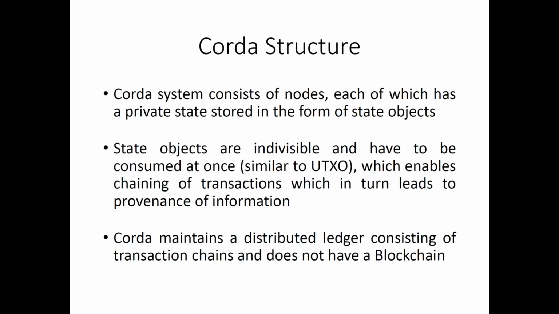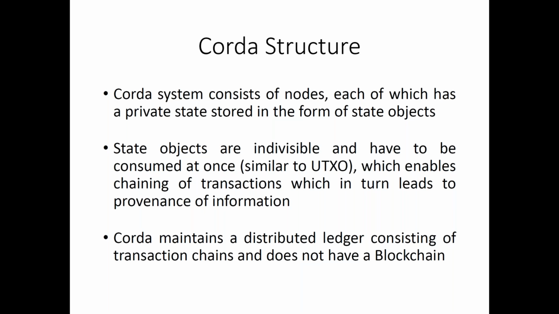Right, next we will move on to the Corda system. What is the structure of a Corda system? A Corda system consists of nodes, each of which has a private state stored in the form of state objects. State objects are indivisible and have to be consumed at once.